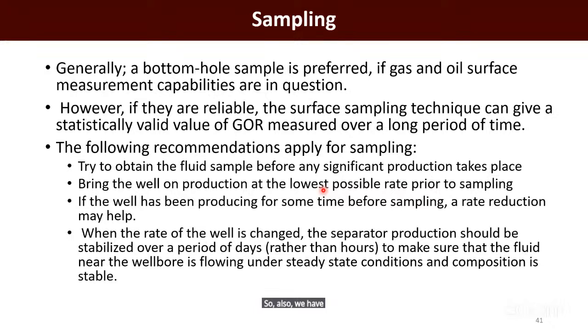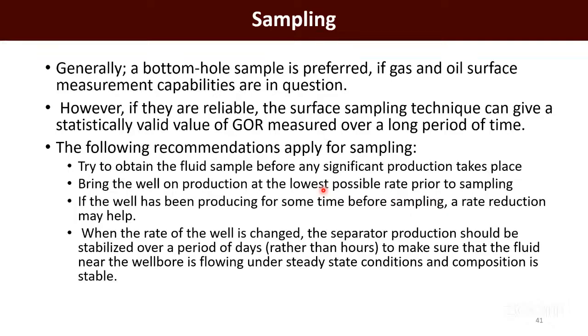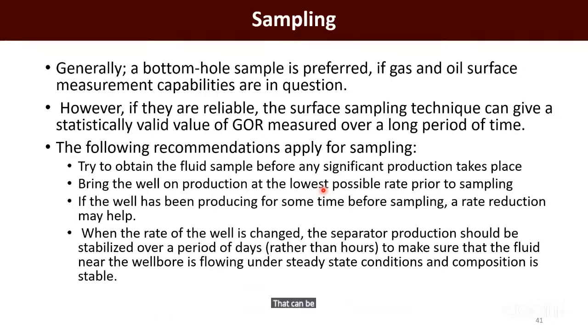We try to obtain the fluid sample before any significant production, at the early stage of production, like I mentioned, and bring the well to the lowest possible rate prior to sampling and stabilize it. If the rate of the well changes, the separator production should be stabilized, even over days. Like I mentioned, we should have very stable parameters in terms of production in order to take a correct sample that can be recombined in the lab.